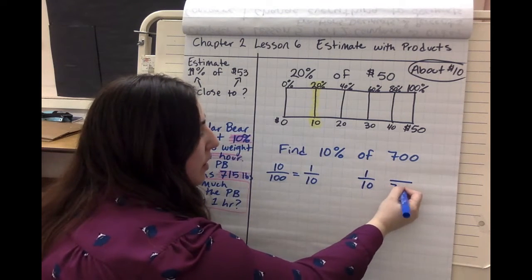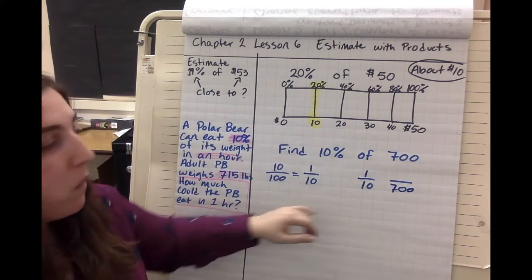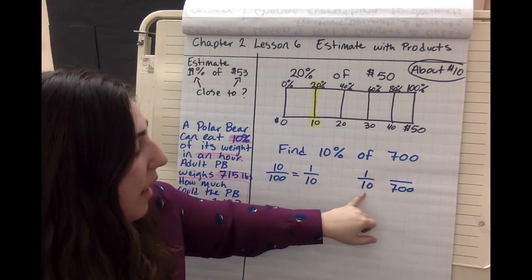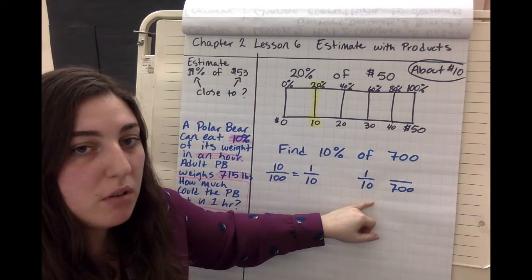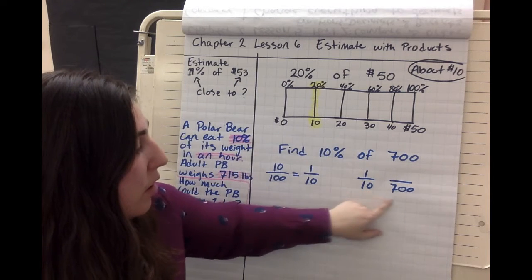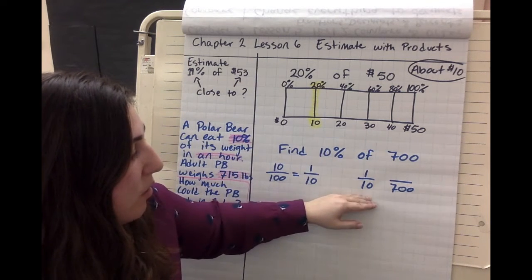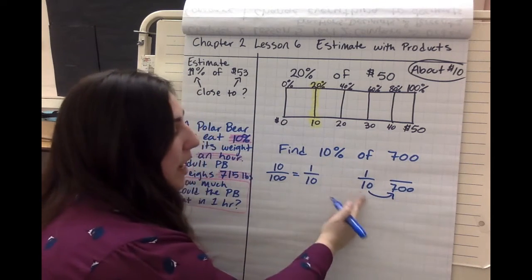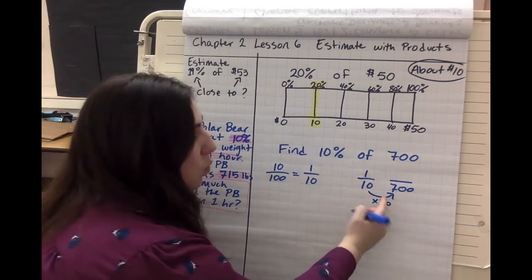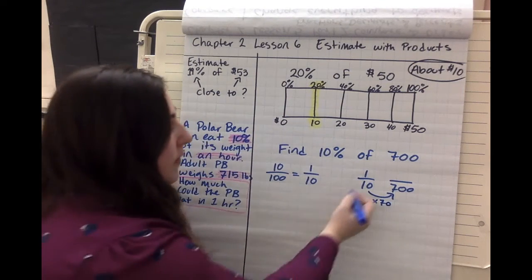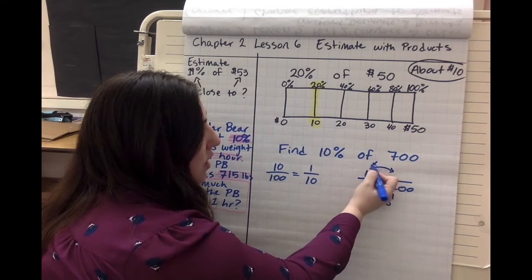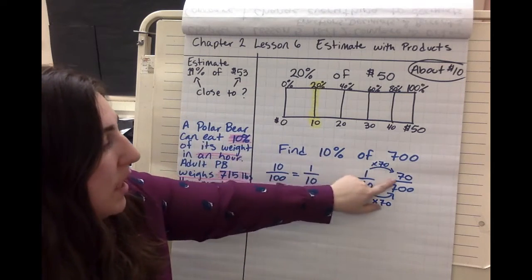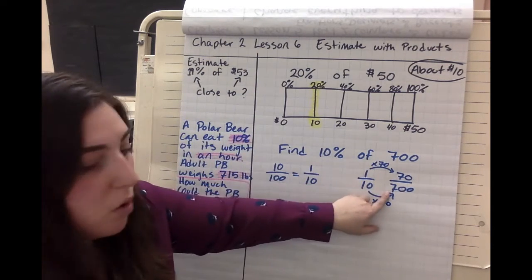and I have another number here, 700. What I want to know is 10% of that 700. So this is how I'm going to find it. I set up an equivalent ratio, and I'm going to figure out how 10 goes into 700. And once I do that, I can do the same to the top. So 10 times 70 would give me 700. And I'm going to do the same to the top. So 10 times 70, I get, 1 times 70, and I get 70. So 70 over 700.